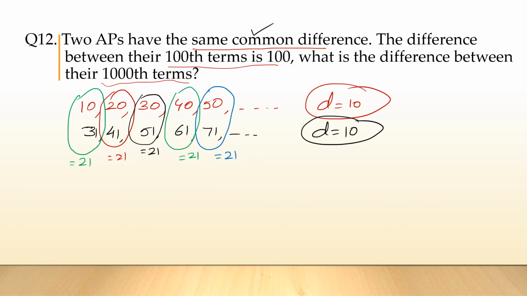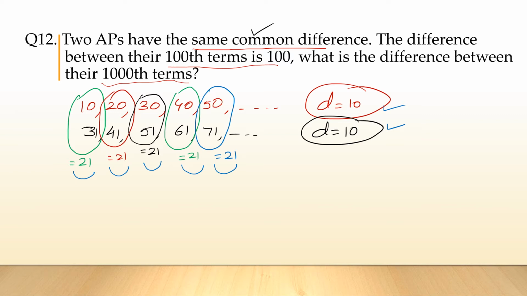So are you observing this thing? Suppose we have two different APs and they have the same common difference. Then the difference in their first terms will be the same as the difference in their second terms, the same in their third terms, the same in the fourth term, the same in the fifth term, and so on, right? Now look at the question again.